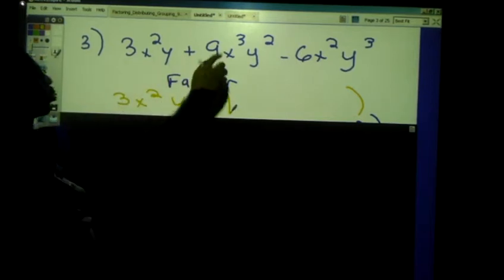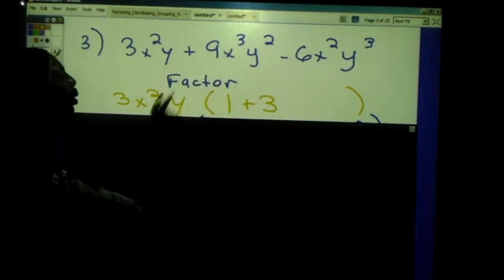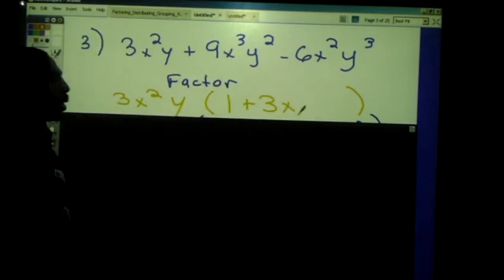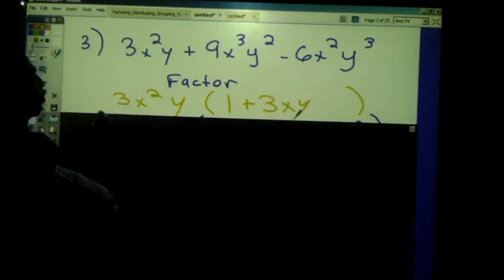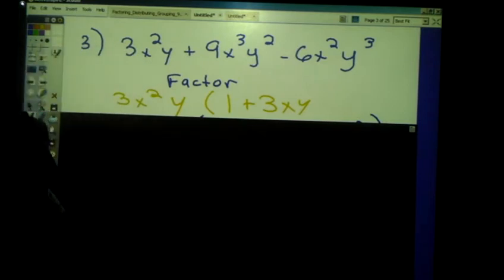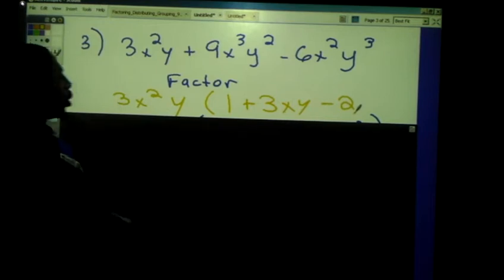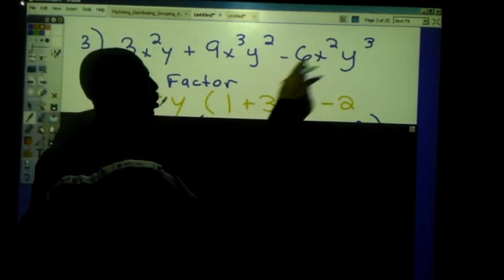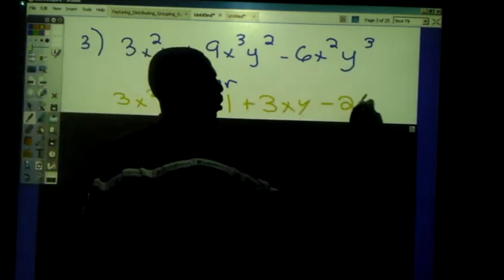Now, what times 3 equals 9? 3. What times x squared equals x to the 3rd? X. What times y equals y squared? Y. What times 3 equals negative 6? Negative 2. What times x squared equals x squared? 1. What times y equals y to the 3rd?